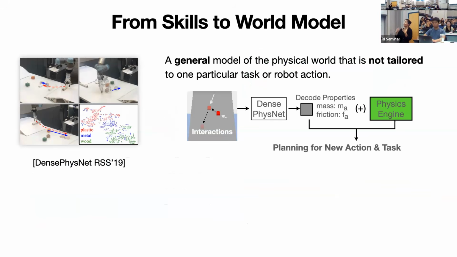So I think what makes DAS-FISNet really different from the earlier examples I showed you is that here we're really trying to learn a general world model of the physical world that is not tailored to one particular task or robot action. In the paper, we show how we can reuse these learned physical properties of objects and apply them to a new task or new robot action that it was not originally trained on.